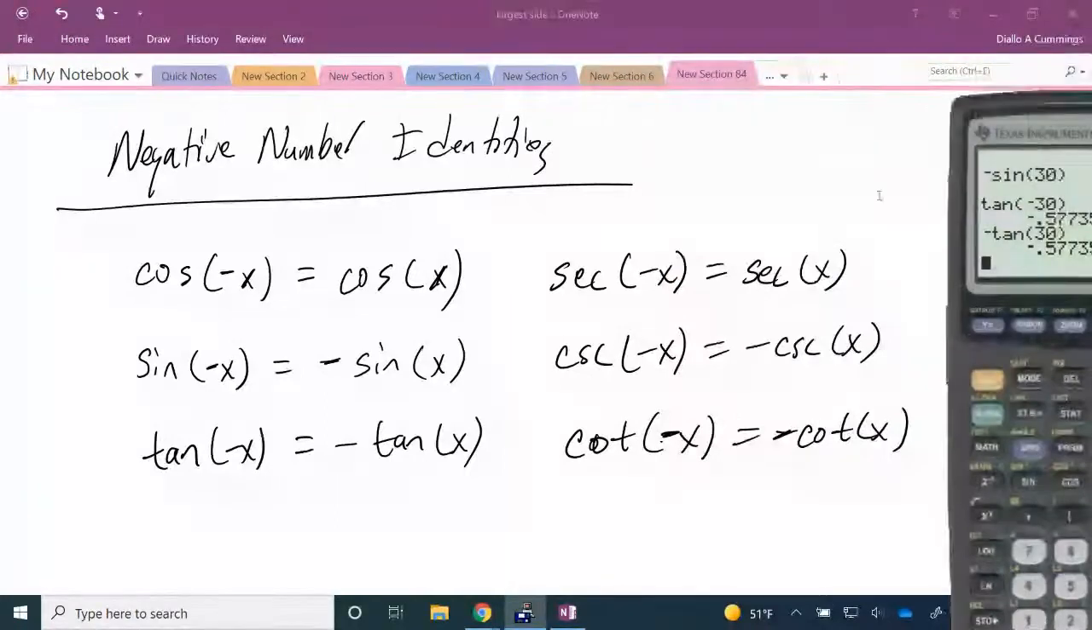The same is true for our reciprocals, right? The secant of negative x is equal to the secant of positive x. The cosecant of negative x is equal to negative times the cosecant of positive x. And the cotangent of negative x is equal to a negative times the cotangent of a positive x. Right, so using the negative number identities, we can express a negative angle as a positive angle.